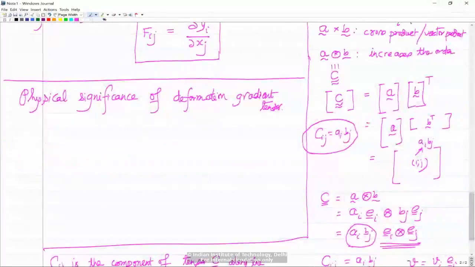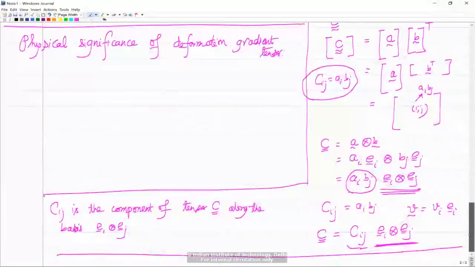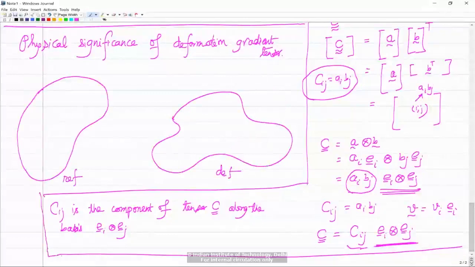So, okay, I think I have to go down. All right, maybe I can use this space. So again, you have this reference and deformed configuration. So let me make this a bit different. So this is reference and this is deformed configuration.